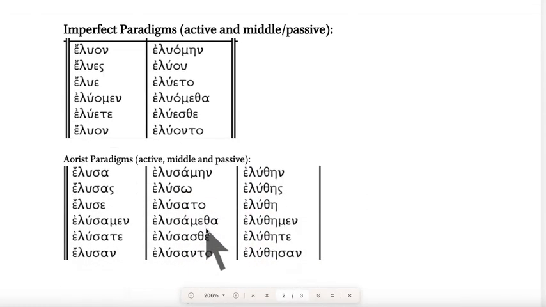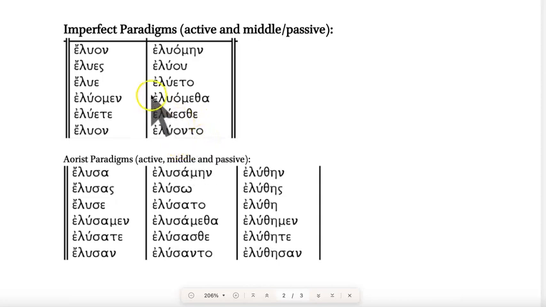And so we want to look at some of the paradigms that we've had. The imperfect paradigms, this is the imperfect of luō, which is kind of our paradigm verb. For regular verbs, notice we've got the augment at the beginning in all of these. And then our endings are on, es, e. Usually we'll see a movable nu here. Omen, ete, on. In the middle and passive, we'll have the augment just the same. We have the endings omēn, ou, eto, ometha, esthe, onto.